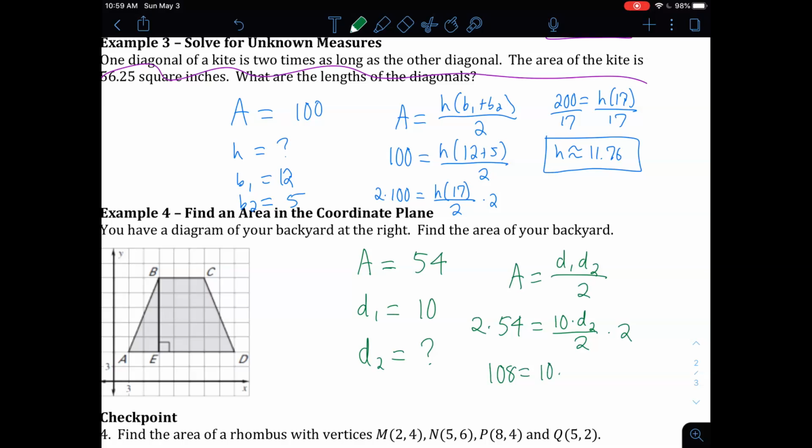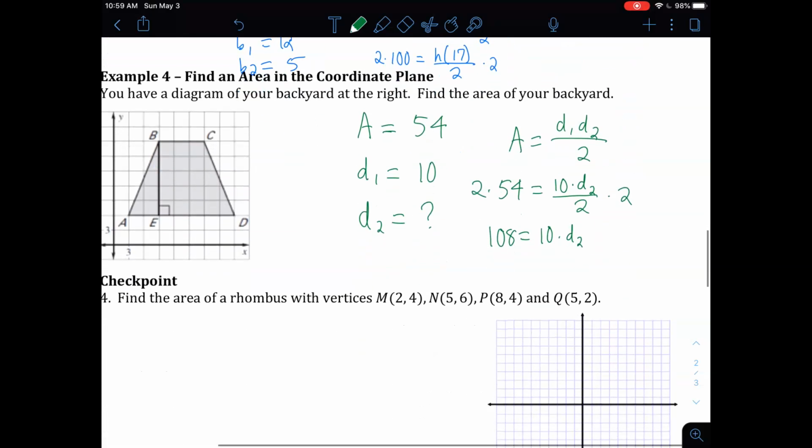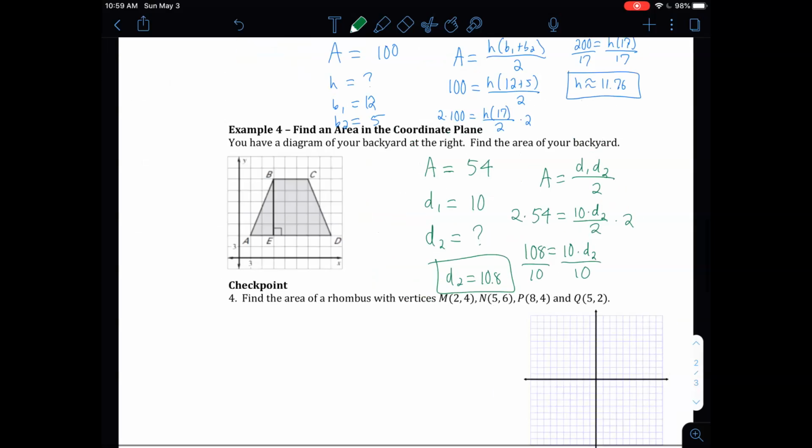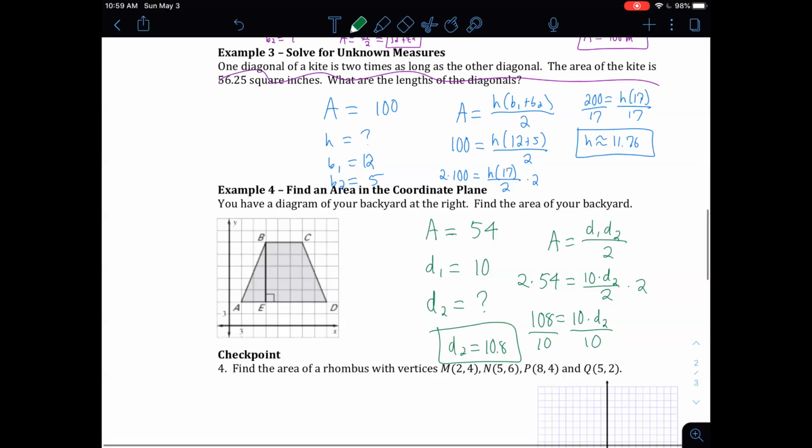Equals 10 times diagonal 2. And then how do we solve for diagonal 2? By getting rid of that 10, we're going to divide by 10. So diagonal 2 is going to equal 10.8. Okay, so there are two examples where you're solving for different parts of the trapezoid, rhombus, or kite instead of looking for the actual area, okay?